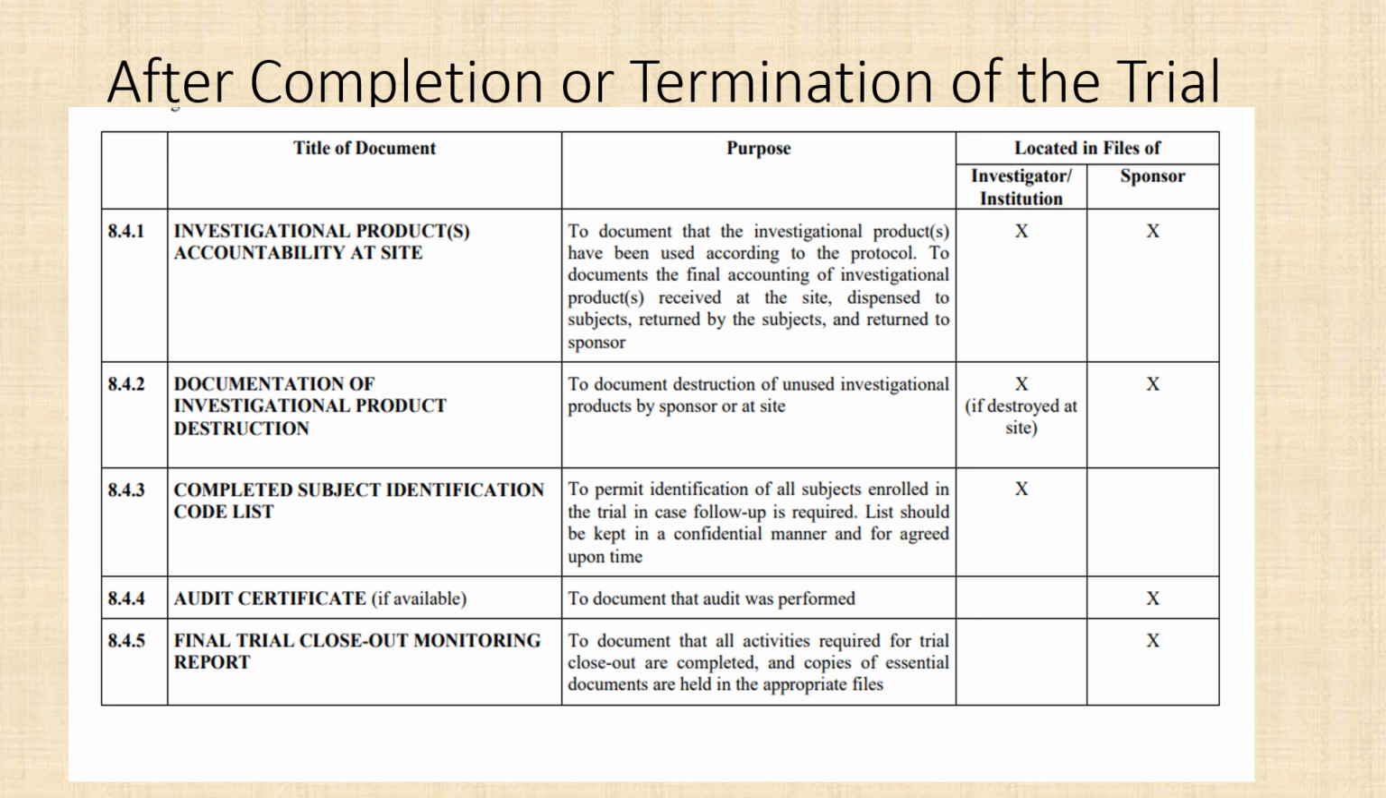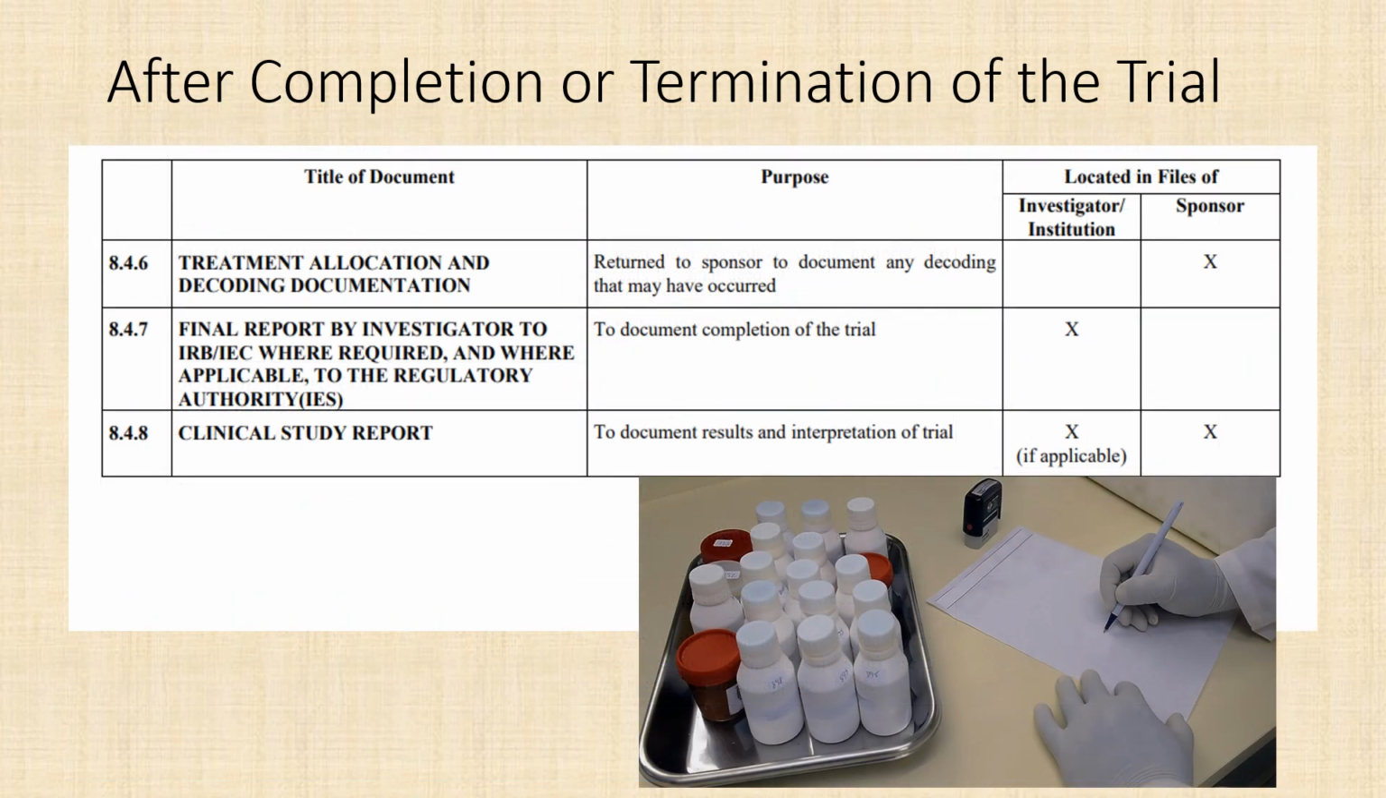Audit certificate to document that audit was performed should be present with the sponsor. Final trial closeout monitoring report to document that all the activities required for the trial closeout are completed and copies of essential documents are held in the appropriate files. So this closeout monitoring report has to be present with the sponsor. Treatment allocation and decoding documentation returned to the sponsor, to document any decoding that may have occurred, should be present with the sponsor.